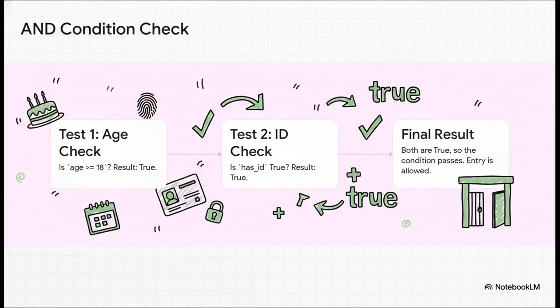And this breaks it down perfectly. So the code would look something like, if age greater than or equal to 18 and has ID. Python goes step by step. First, it checks the age. Let's say it's 20. Okay, that's true. Then it checks for an ID. Yep, that's true too. And because the thing on the left of the and is true, and the thing on the right is true, the entire condition is true. Entry allowed.